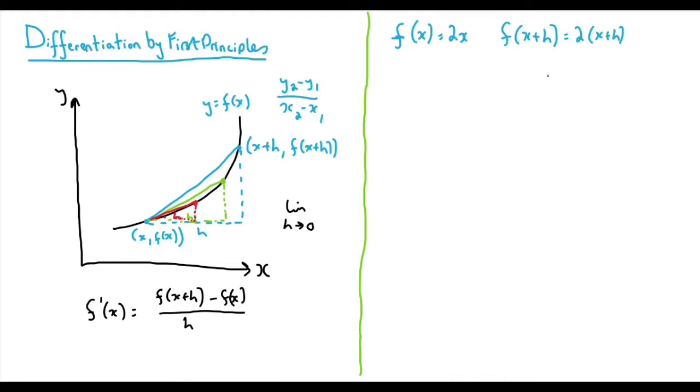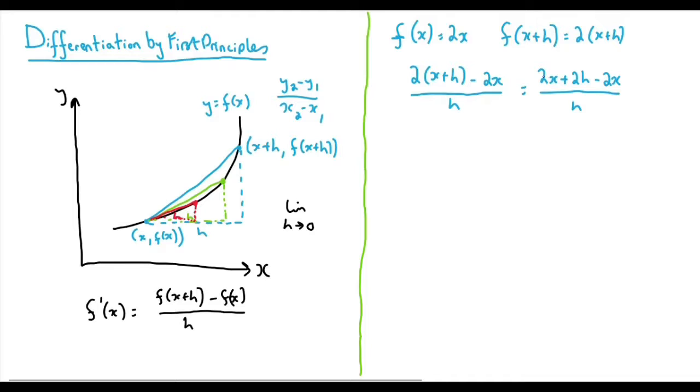What's in the bracket replaces the general x. Taking these and putting them into this formula, therefore, you end up with 2(x plus h) minus 2x, over h. Expanding this here, that will be 2x plus 2h minus 2x, over h.